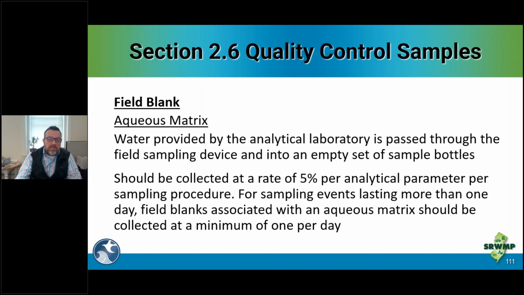For your aqueous matrix field blanks, the water provided by the analytical services laboratory is passed through the field sampling device and into an empty set of bottles. Or if you have no equipment, you pour the water from jar to jar in order to evaluate for potential cross-contamination from ambient air. These samples should be collected at a rate of 5% per analytical parameter per procedure. For sampling events lasting more than one day, field blanks should be collected at a minimum of 1 per day.